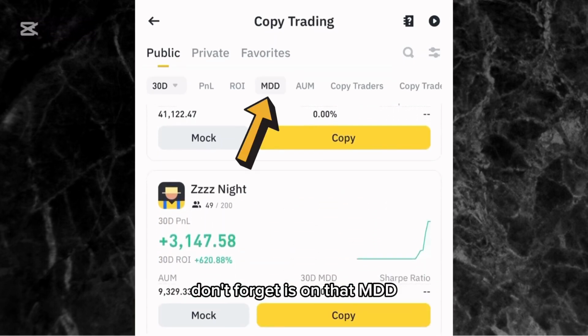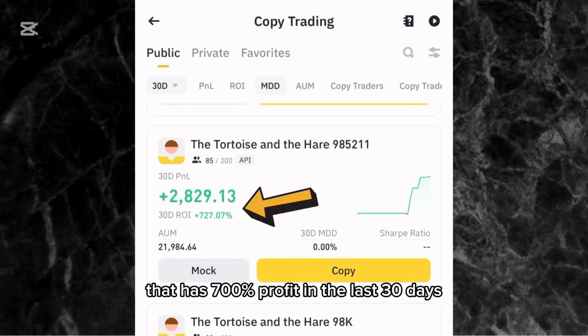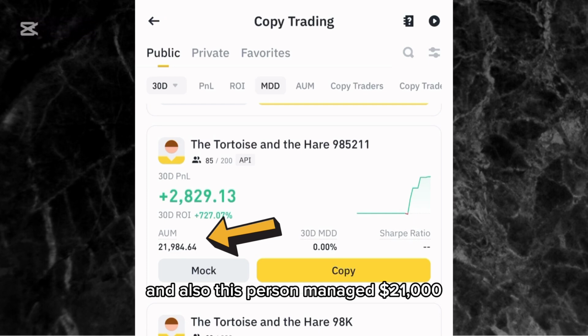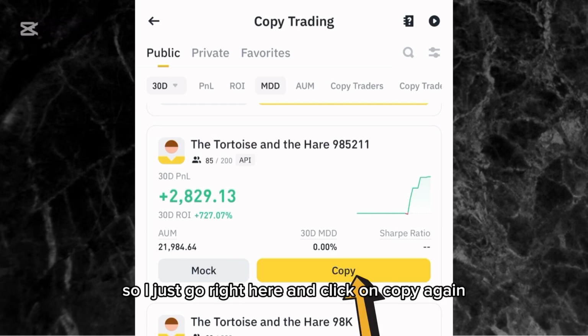Don't forget it's under MDD. So I'll just come under MDD right here. Let's go for this person that has 700% profit in the last 30 days. And also this person is managing $21,000. $21,000 is still a huge amount of money. So I'll just come right here and click on copy again.